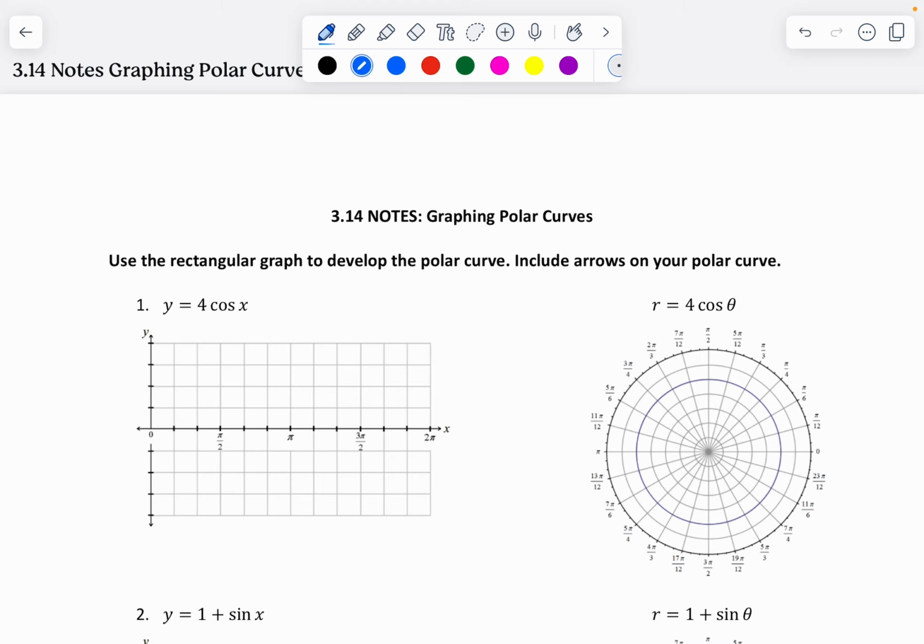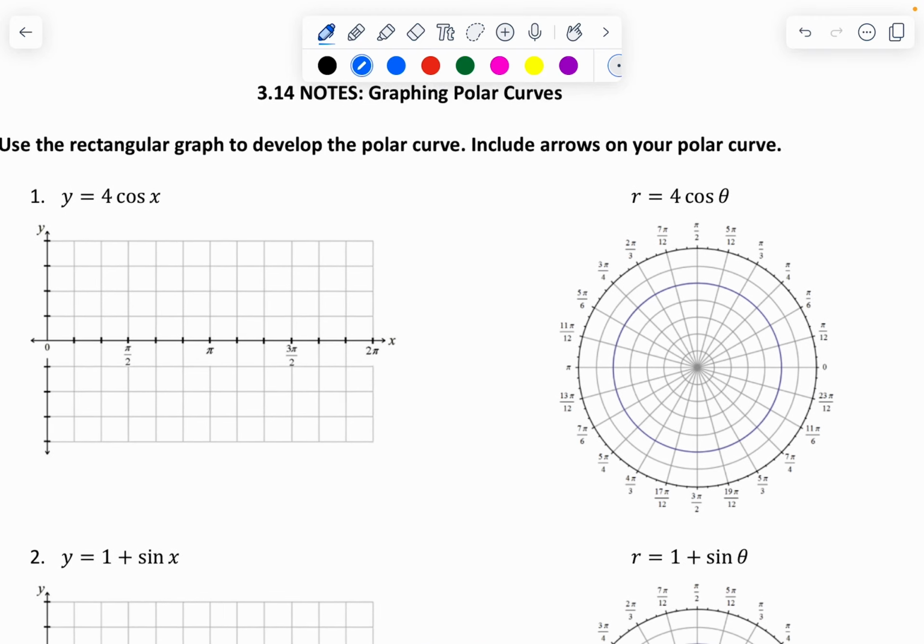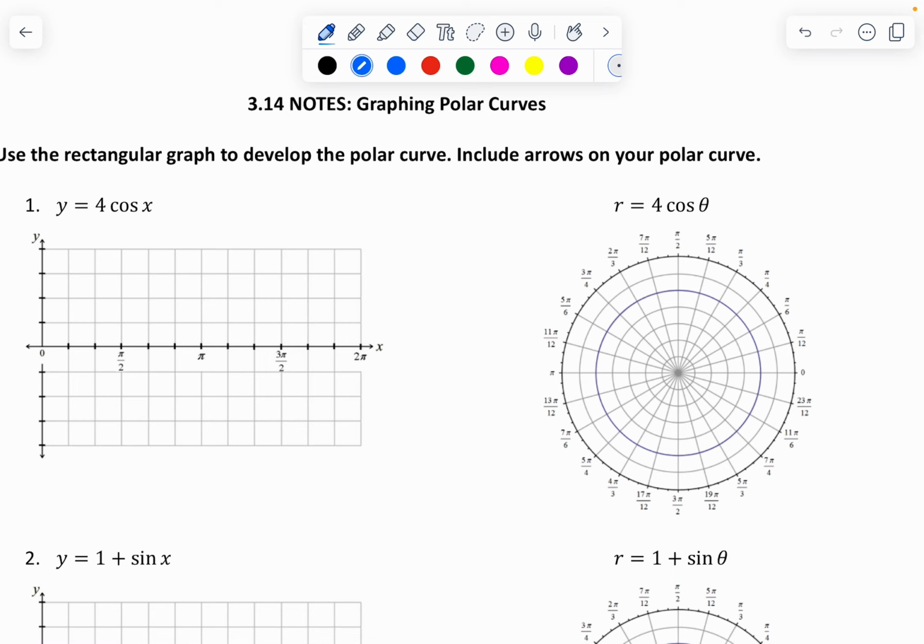What I wanted to do with this first one is compare the rectangular curve to the polar curve. So we know that cosine looks something like this. There are obviously more points that we're going to curve out in a second. If you're not familiar with graphing cosine x, then go back and watch some of my old videos, because we're building on a pretty established foundation.